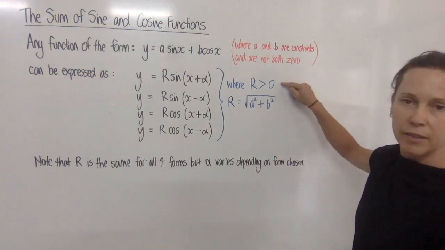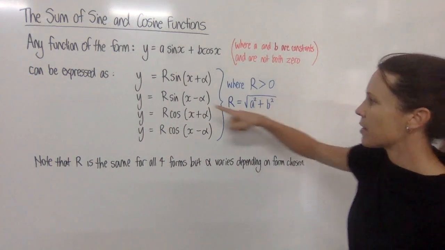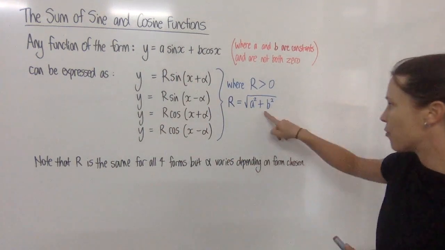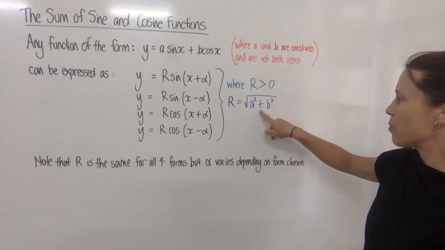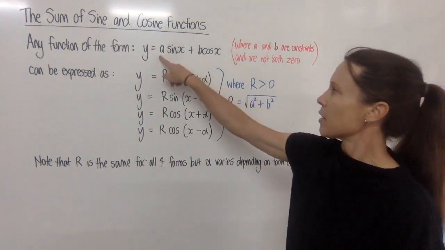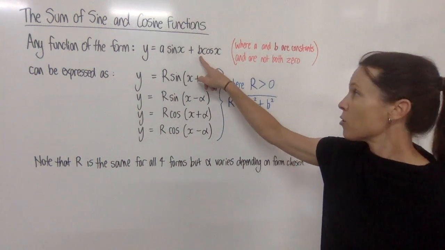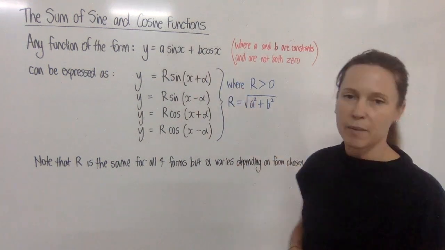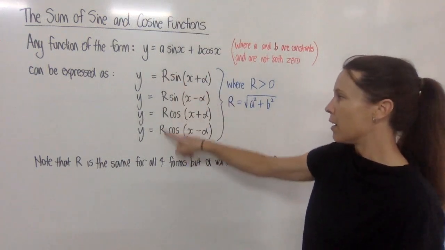Now, r is always greater than 0. That's the number that's out the front here. So we never get a negative out the front. And the reason for that is the formula for r is the square root of a squared plus b squared. Now you'll notice that a and b come from here and here. So as soon as you look at something in this form, the first thing you can work out is you can use that a and that b to figure out what r will be.